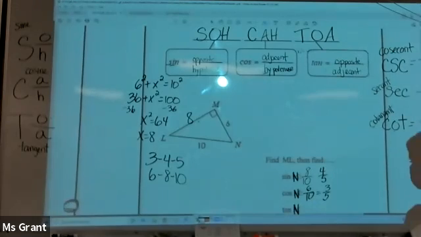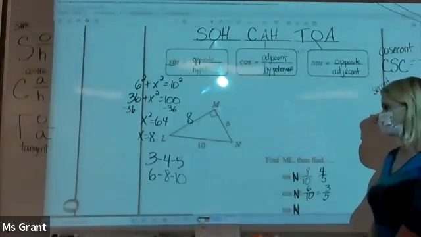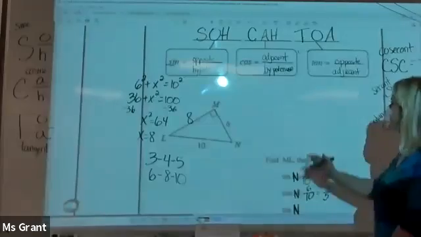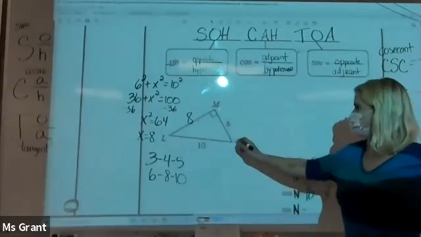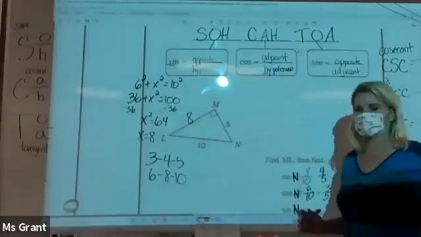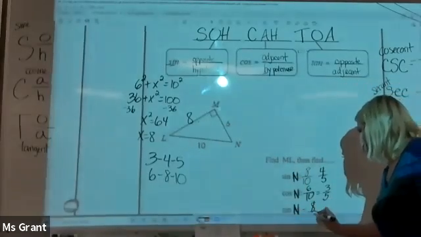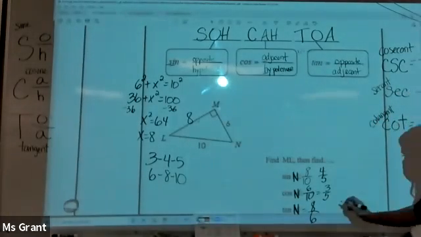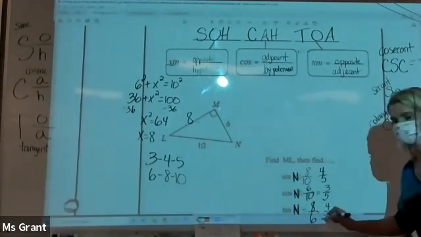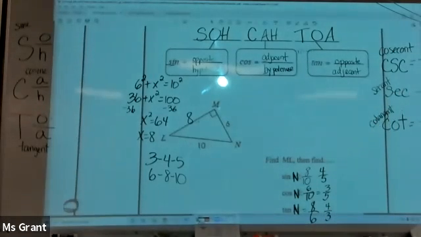Tangent of angle n. Opposite over adjacent. Opposite side is 8. Adjacent is 6. 8 over 6. 4 over 3. And I'm going super slow, so no one should be behind, because I'm like a snail right now.